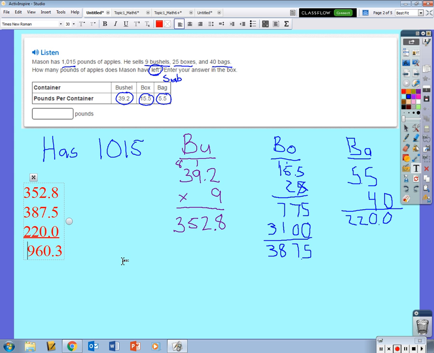He had 1,015 to begin with. How much does he have left? Well, we have 1,015, and I'll put a decimal place here to keep that lined up nicely. Minus 960 and 3/10 pounds. First mistake I saw a lot of: we just decided to take 3 minus 0. Can't do that. Remember, you need to rename, regroup, help yourself out here.